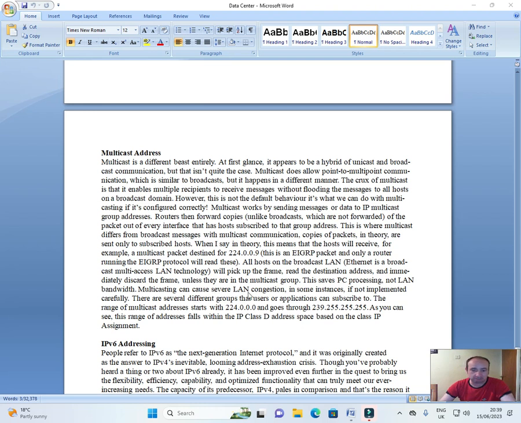Multicasting can cause severe LAN congestion in some instances if not implemented carefully. There are several different groups that users or applications can subscribe to. The range of multicast addresses starts with 224.0.0.0 and goes through 239.255.255.255. As you can see, this range of addresses falls within the IP class D address space based on the classful IP assignment.